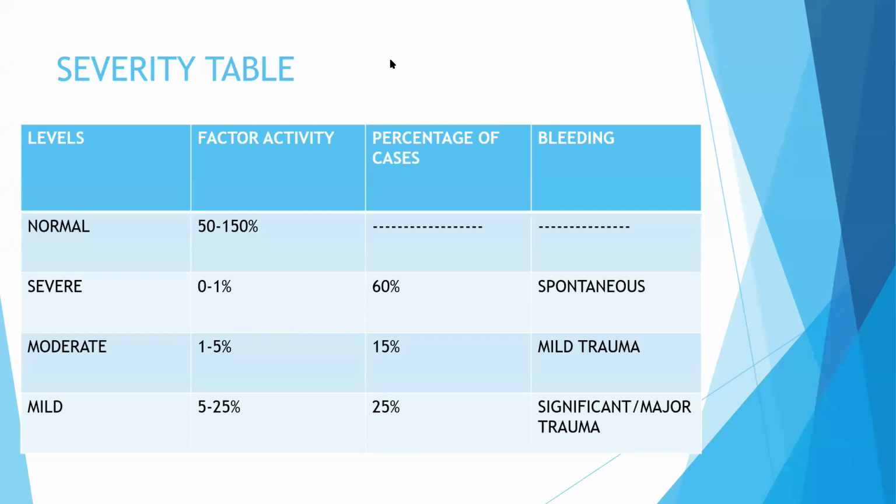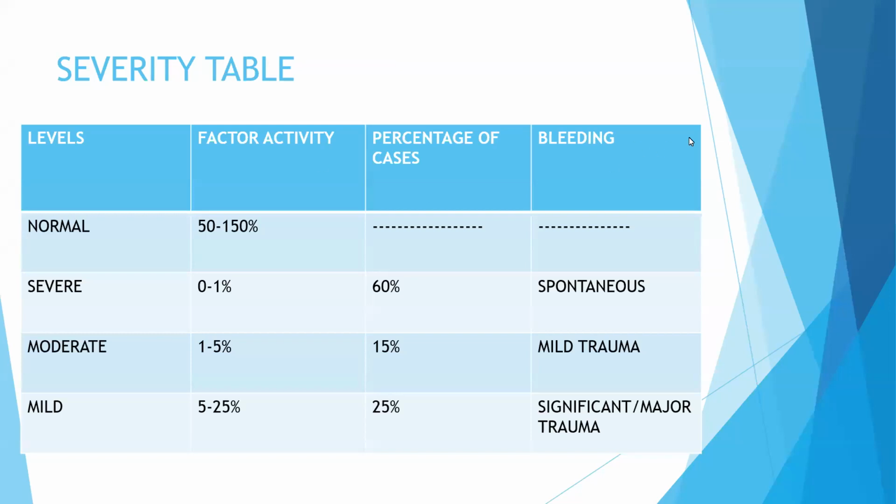The moderate bleeders have at least 1 to 5% of clotting factor circulating in the blood, and we have at least 15% of these in our registry. So they only bleed when there is trauma, mild trauma, or some surgical procedures carried out on them. When they bleed so much, a person realizes this patient is hemophilic.